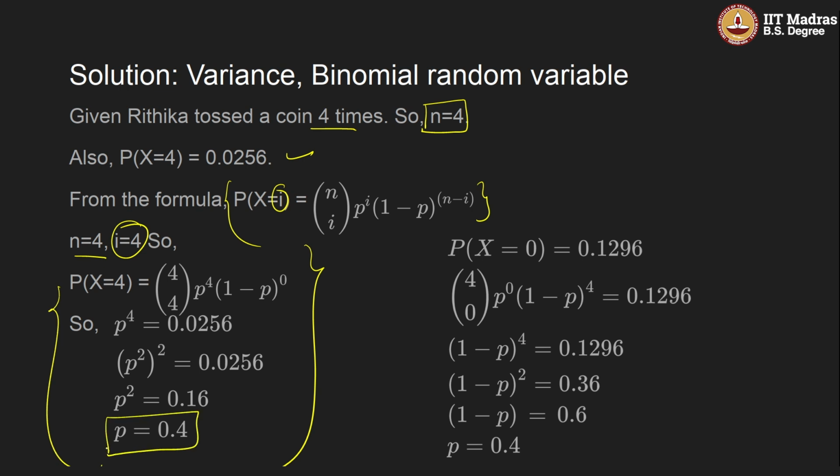We can use any other point also. Here we have calculated by using the probability at point 4. We can also find the probability by using some other point, like 0. That will also give us the same result.